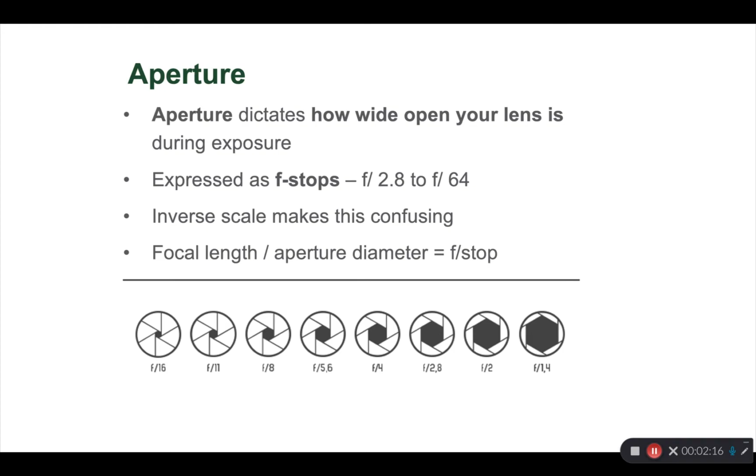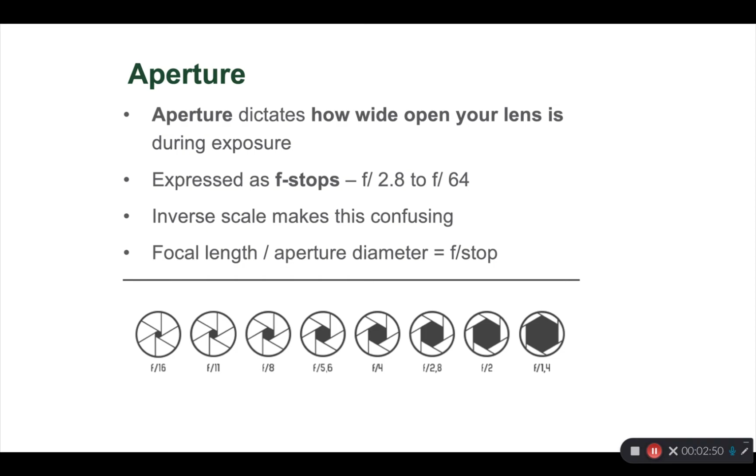So we've been talking about apertures and shutter speeds. So let's talk a little more in depth about aperture, and we're going to spend a lot more time on this in a week or two. Aperture dictates how wide open the hole in your lens is during the exposure. It's expressed as an f-stop. And f-stops could be f2.8, f5.6, f16, pretty much whatever you want it to be. It's an inverse scale, meaning a large number gives you a small hole and vice versa. So that's kind of confusing.